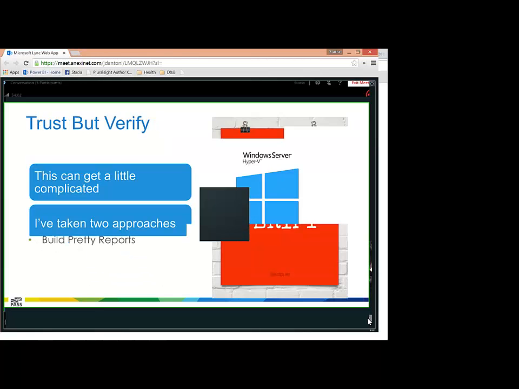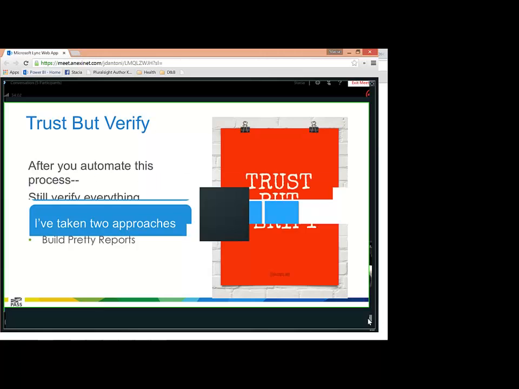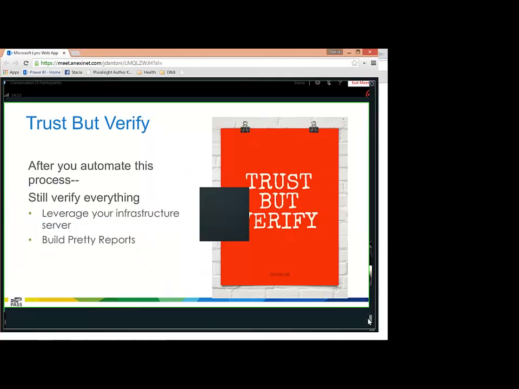So I always say trust but verify. You have your standards and you've automated your process, but it's still nice to be able to enforce it. So what we did was we leveraged our infrastructure server. We ran a bunch of consistent reports.